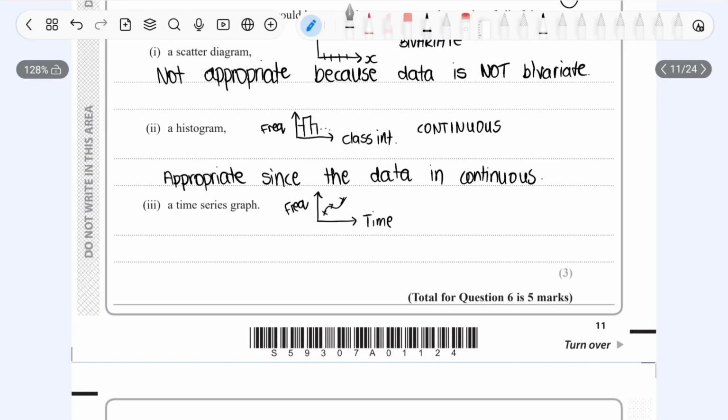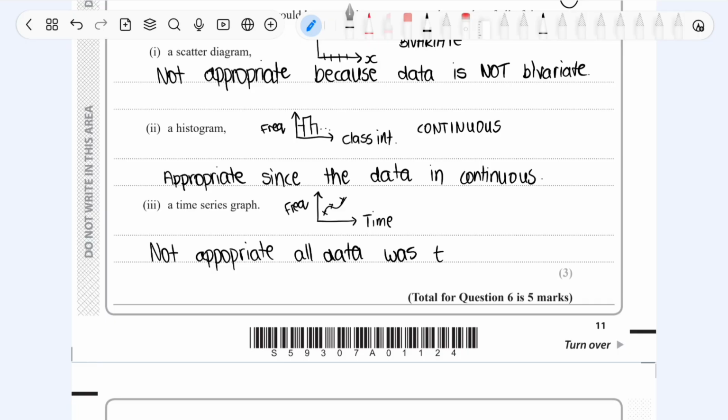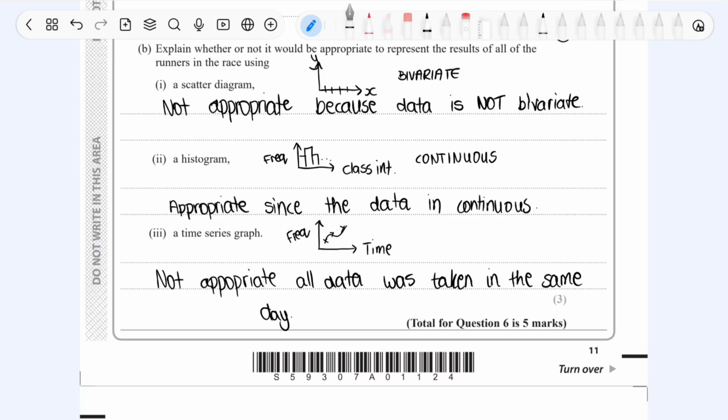So I'm going to put that it is not appropriate as all data was taken in the same day. Another thing I want to mention is that it says that they take a race, and you do a race typically with each other at the same time. So even if you want to make the argument that the hours within the days, well, no, because they do it at the exact same time. It's just the same day is what it says in the mark scheme.